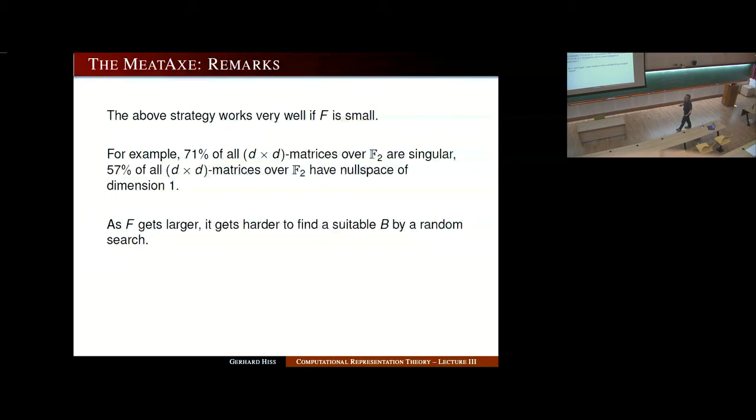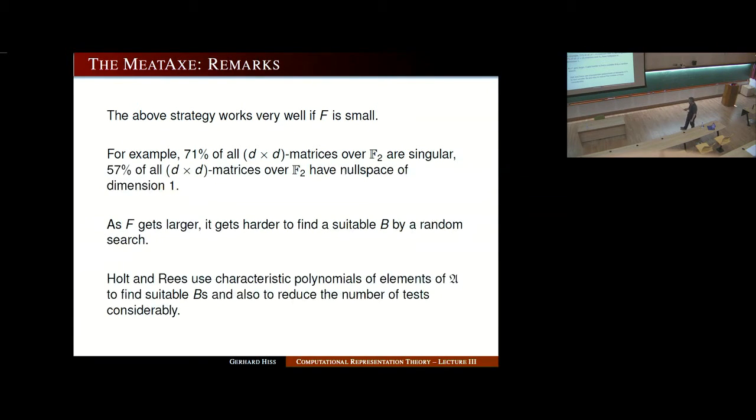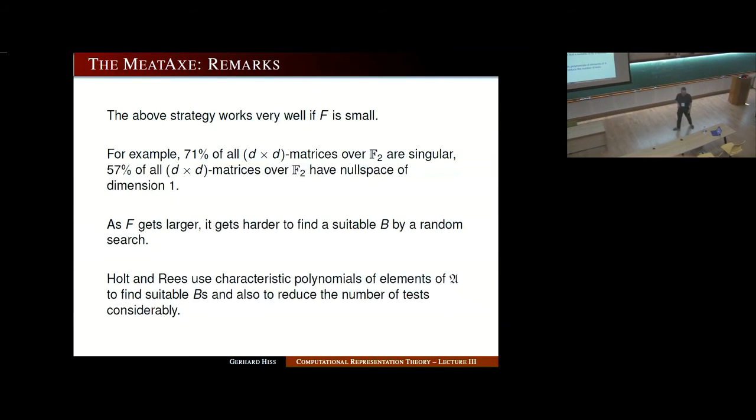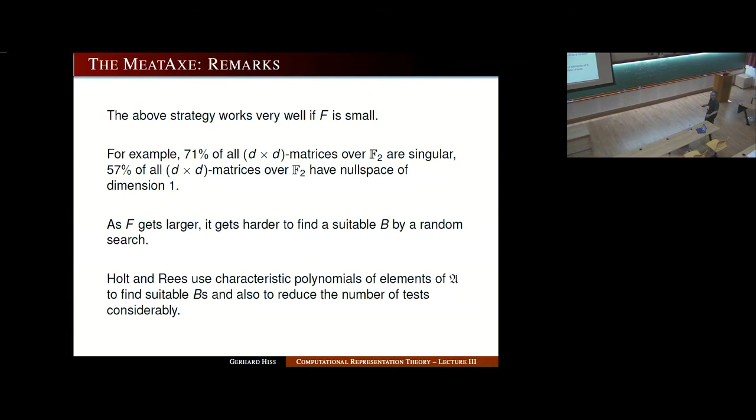But as f gets larger, it gets harder to find suitable matrices B by a random search. And this is what Holt and Rees introduced, a new idea how to find such elements with a preferably small null space, but with a non-zero null space inside the algebra.